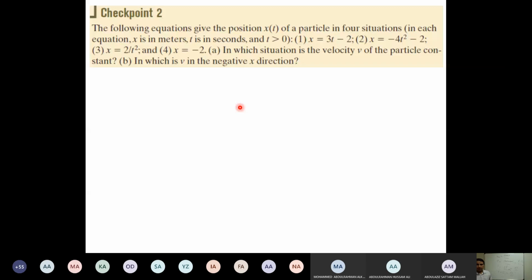Here, this checkpoint: the following equations give the position x of a particle in 4 situations. These are 4 different equations we have, equations 1, 2, 3, and 4. In which situation is the velocity of the particle constant? And in which is v in the negative x direction? So I'm going to do 1 for you, and then we'll be asking the questions for 2, 3, and 4 from you guys.